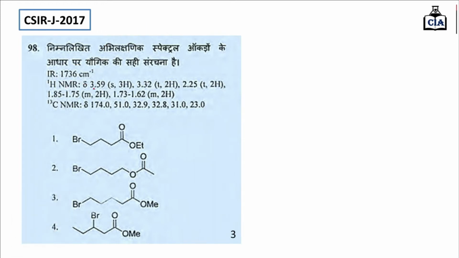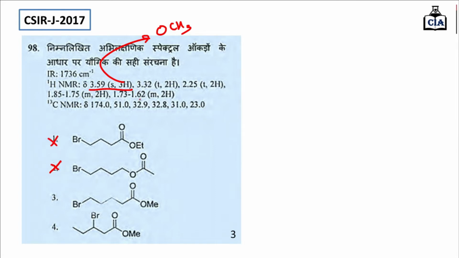Now just check the proton NMR data. In this case the delta value 3.59, singlet for 3H, indicates that our compound contains OCH3 functionality. So only options 3 and 4 have OCH3 functionality. So options first and second are incorrect. So 3 or 4 might be the correct answer.